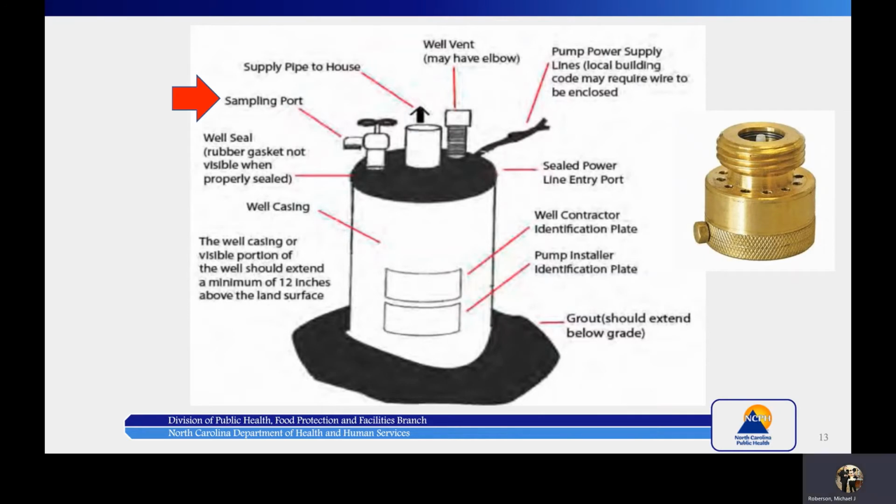Then we talked earlier about having a hose bib or a sampling port. You see that there's a faucet on the side of the well there. And here is a picture on the right-hand side of the screen of a typical backflow prevention device. It's not very expensive, and they can screw it on to the end of that hose bib or that faucet in order to provide that backflow prevention.